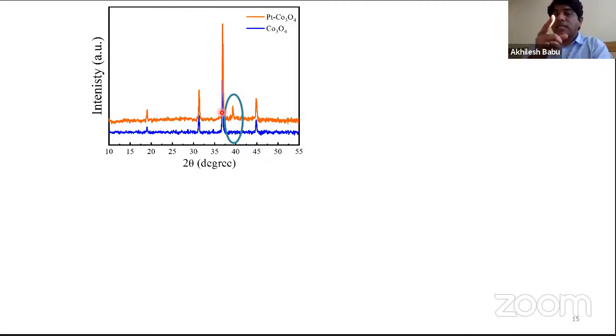Further, we can see that though platinum nanoparticles are incorporated into the cobalt oxide structure, the peaks of cobalt oxide have not been distorted. So that means that they are still maintaining their original structure.